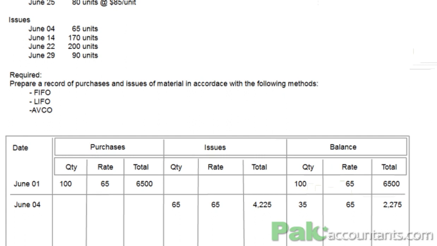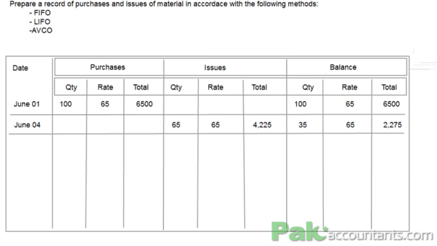All right. That completes the recording of another transaction. Let's move on to the third one, which is again about the purchases of 180 units, which we bought at $70 per unit. So June 10, we bought 180 units and the rate was $70 per unit. Okay, now total of this package will be 13,500, right?